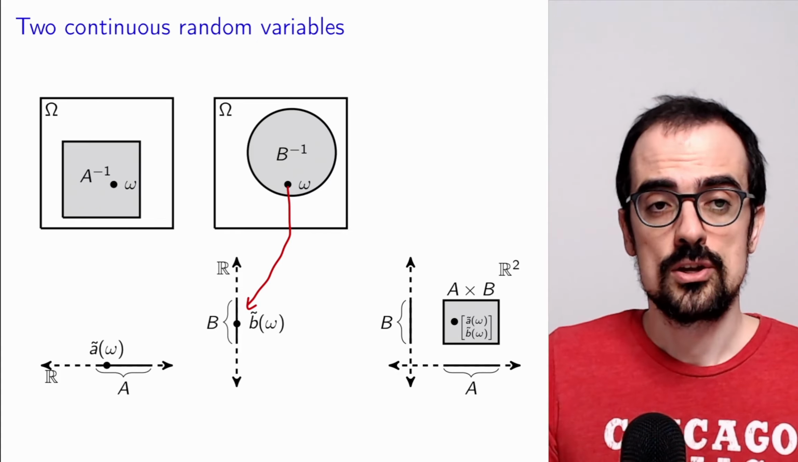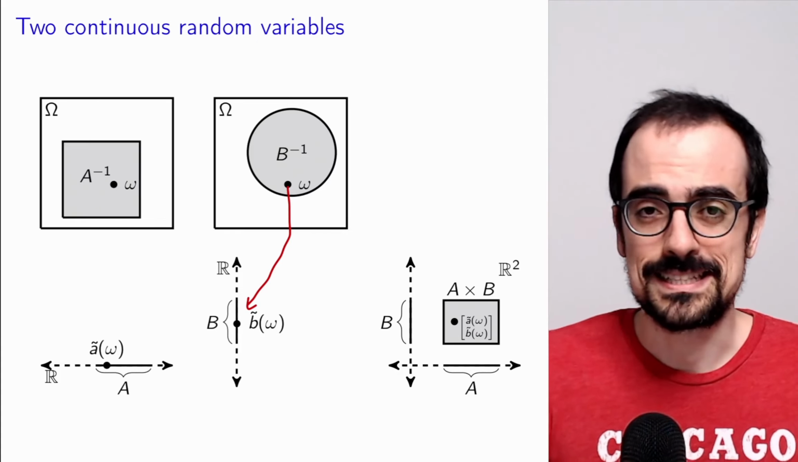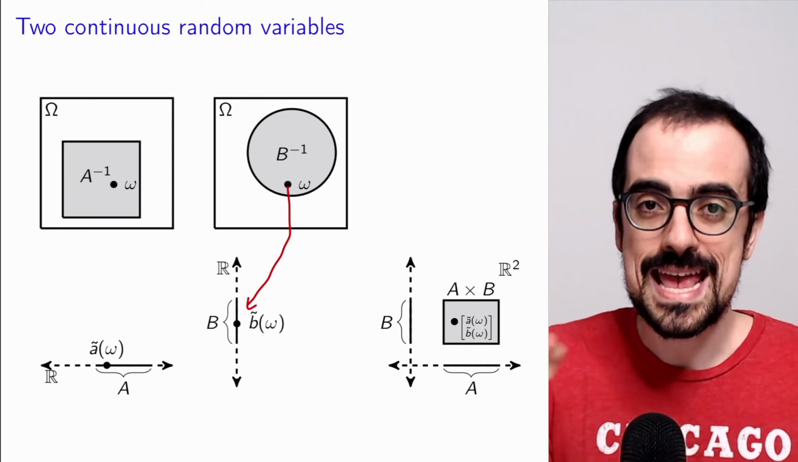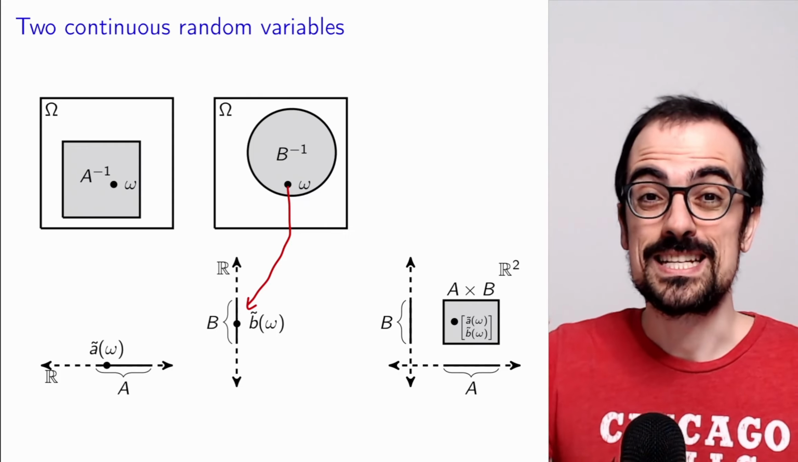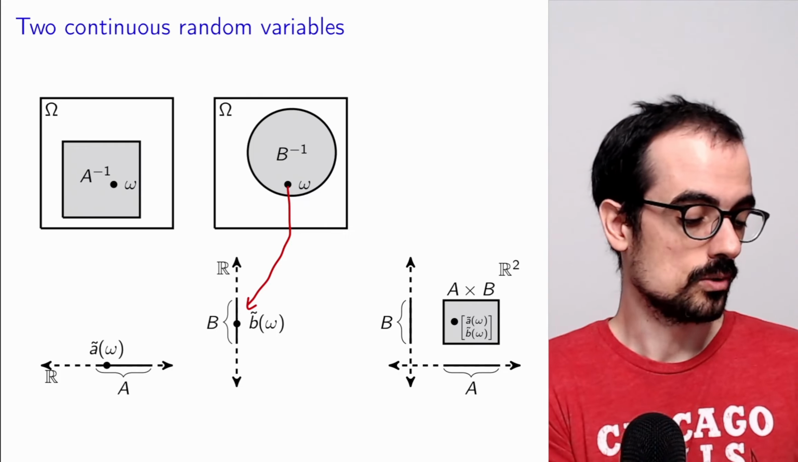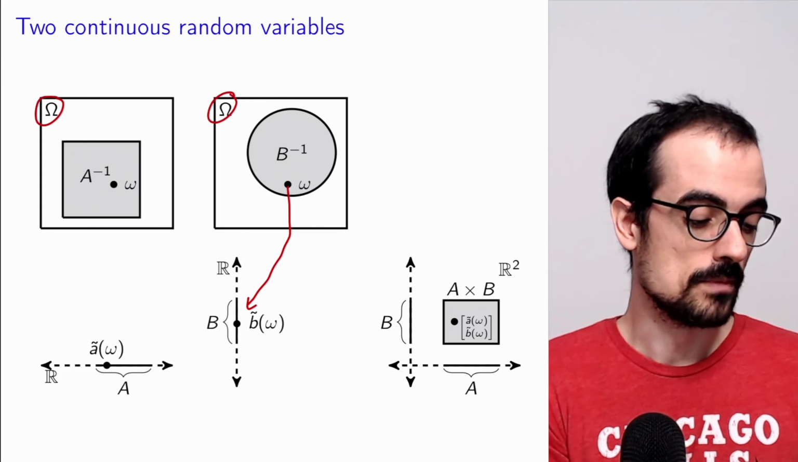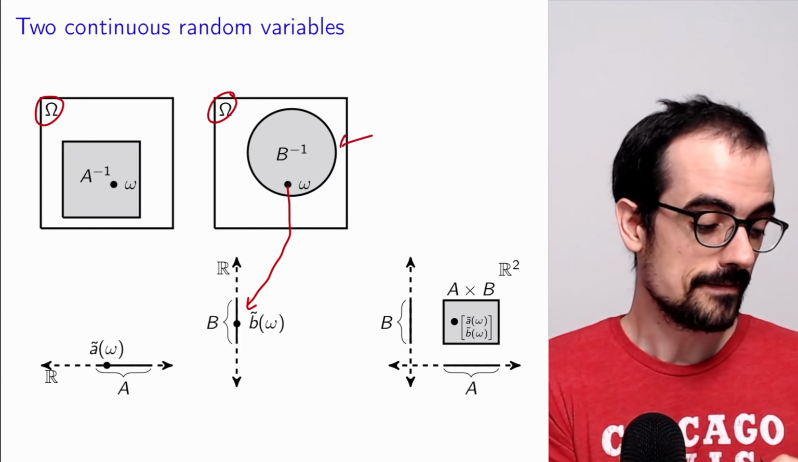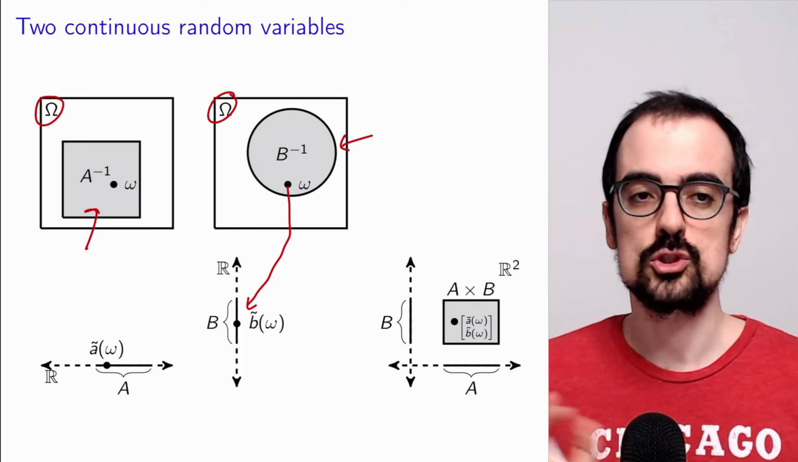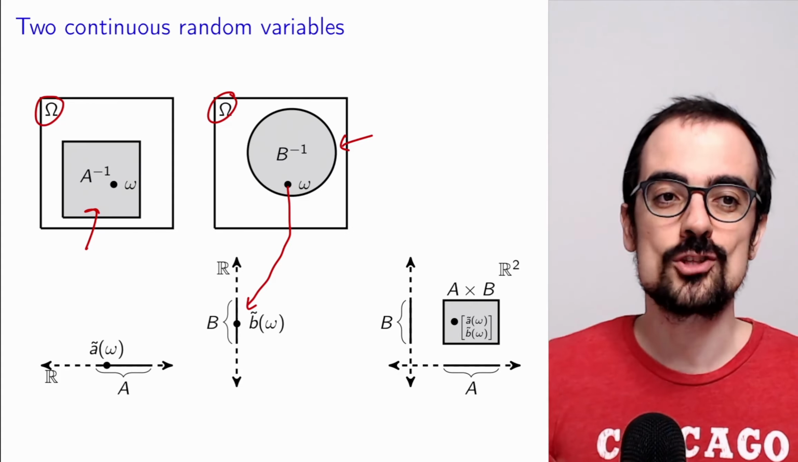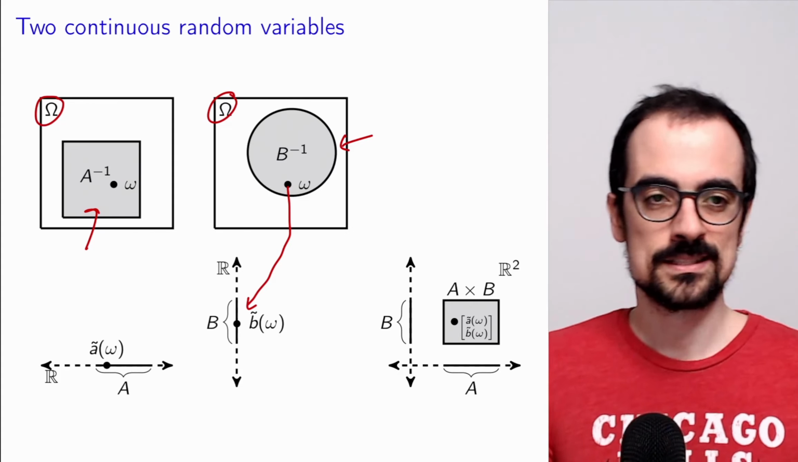I'm not sure I said this explicitly, but I will say it now: A and B are defined on the same probability space. So this guy and this guy are the same. Of course, these events are going to be very different because these are two different random variables, but they're defined on the same probability space.